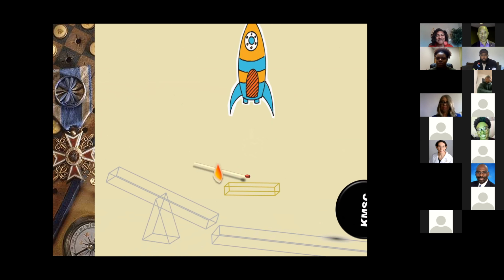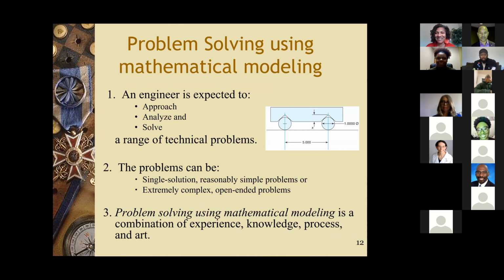So KMSC, those are my initials. From a rocket perspective, I'm an aerospace engineer at Marshall Space Flight Center. So how have I used this problem solving? As an engineer, I'm expected to be able to approach, analyze, and solve all types of technical problems. My problems have been single solution, very easy.